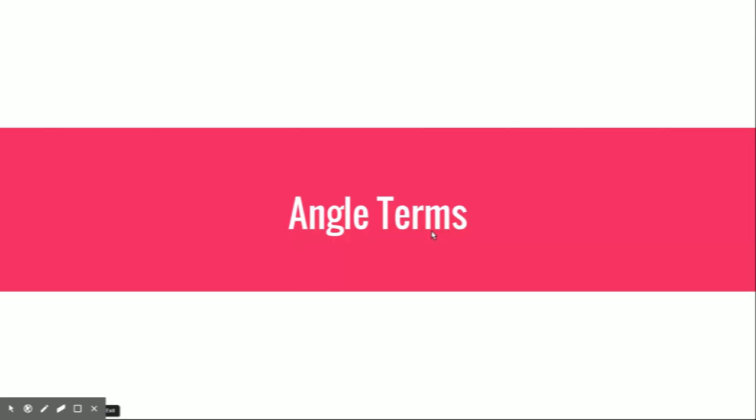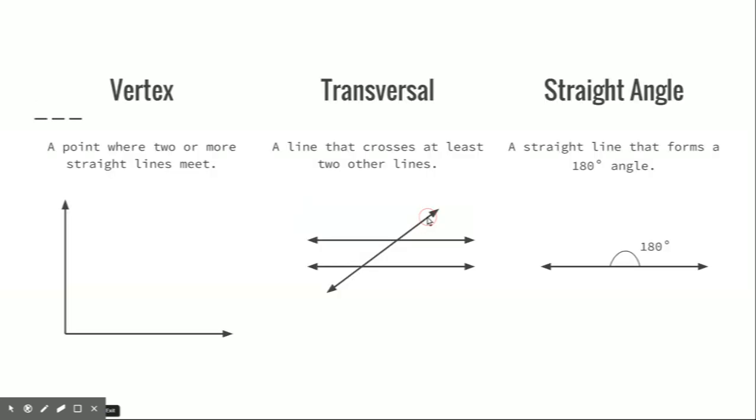All right, now let's go over some specific terms to angles. Now, a vertex is a point where two or more straight lines meet. And you'll often see a vertex drawn with a half circle, or as we saw before, that other one had the square that represented a 90-degree angle. But that just tells you that there's an angle there and that is the vertex.